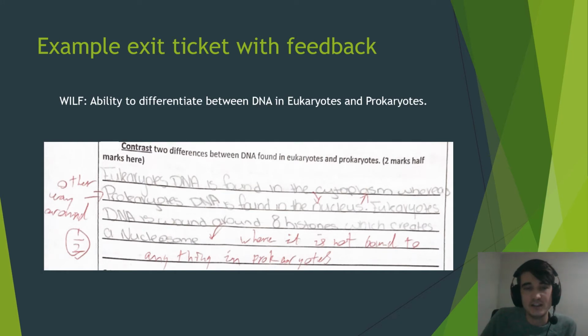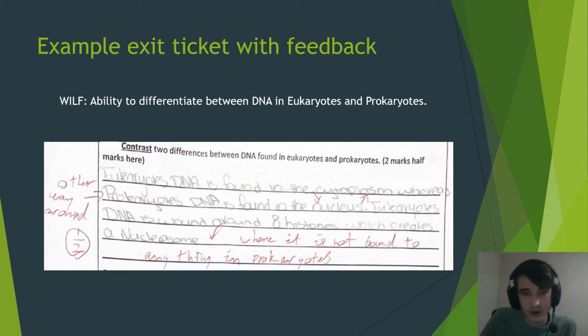I have here an example exit ticket with feedback from one of my lessons. The WILF for this lesson was students' ability to differentiate between DNA in eukaryotes and prokaryotes. The exit ticket question they were given was: contrast 2 differences between DNA found in eukaryotes and prokaryotes. I told them how many marks it was worth. Here is an example of a student who didn't answer this question quite so well. They got muddled. They got eukaryotes and prokaryotes confused around the wrong way.